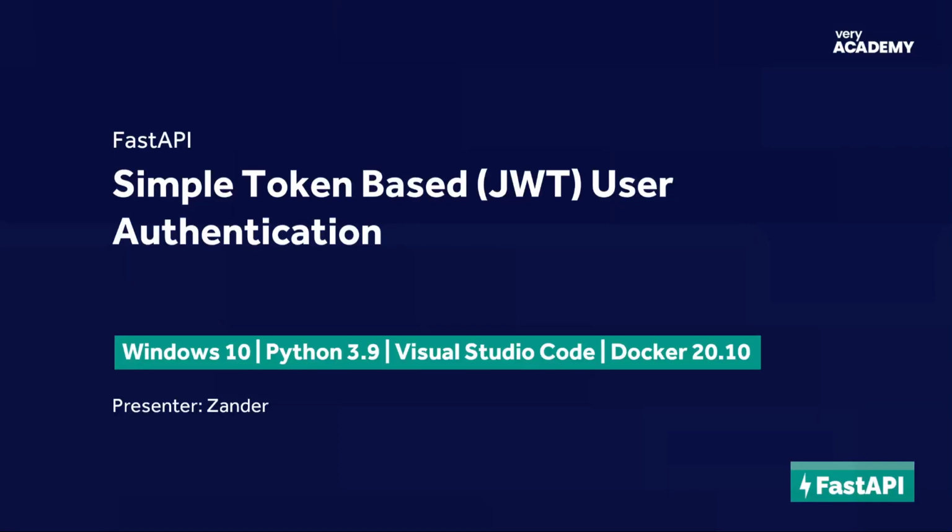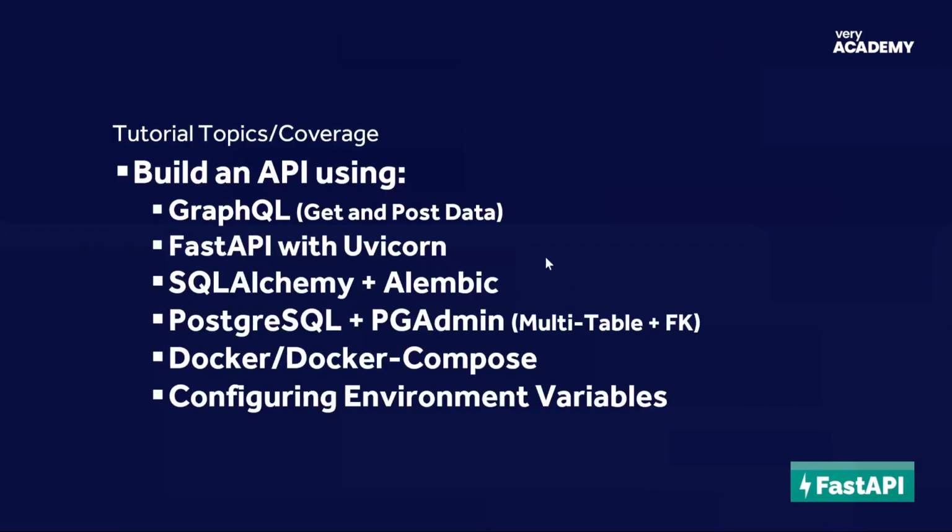In the previous tutorial, we created a very simple FastAPI implementation with GraphQL. In this tutorial, we take it a step further and implement token-based user authentication. So don't worry if you haven't seen the previous tutorial, we're going to draw down that code and start from that base. If you're interested, there is a link in the description.